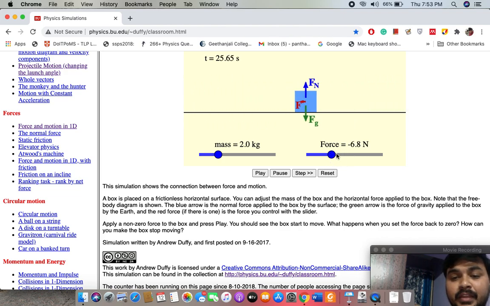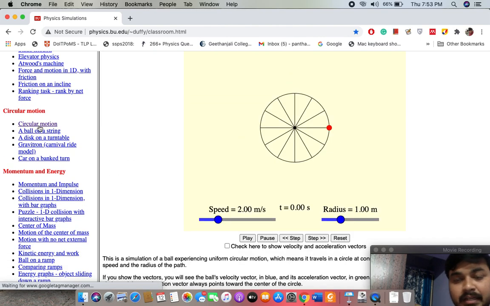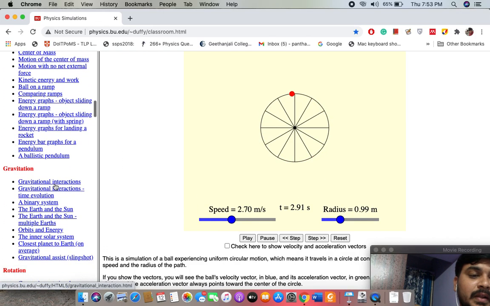So yeah, and for example, if you want to explain a circular motion, you can just click on circular motion, and just click on play. So this is circular motion. You can increase the speed, you can increase the radius, yeah. So this is how a circular motion is.